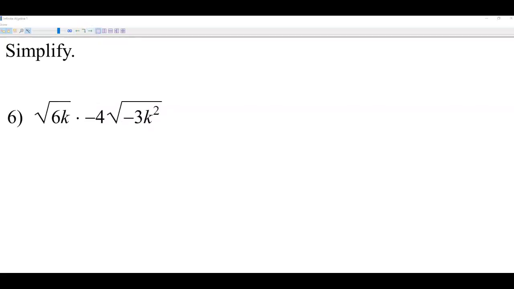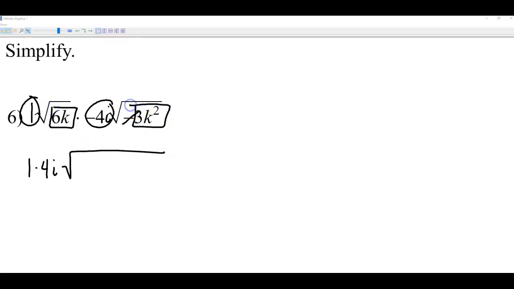Next, we're going to talk about multiplying with square roots. So once again, if you see any imaginary numbers in there, a negative inside the square root, we're going to cross that off. We're going to put an i there first. The next thing we're going to do is put together the numbers outside the square root and the numbers inside. Now, this one has no numbers outside, but you could think of it as a 1 if that's helpful. So the numbers that are outside the square root are 1 and 4i, so I'm going to put those together on the outside. And on the inside, we're going to put the inside numbers together, so 6k and 3k squared.